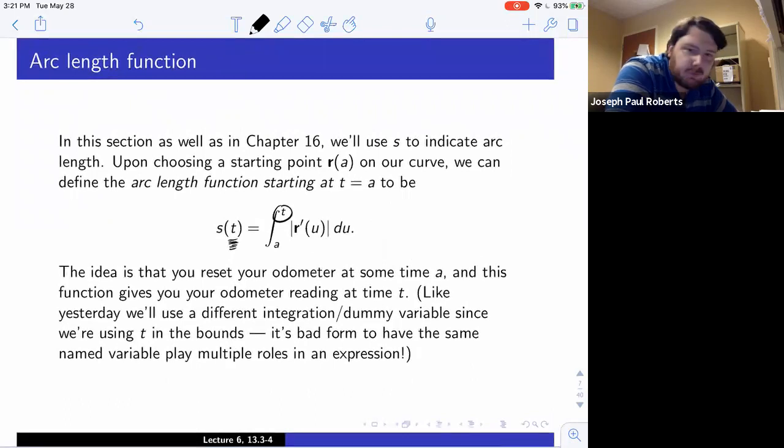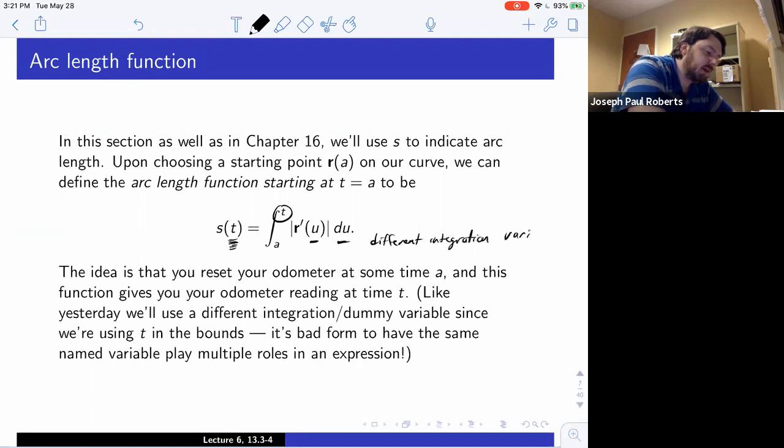So, okay, this formula looks a little weird. Remember yesterday I said you want to use a different integration variable, that it's bad form to have your integration variable also be doing something else in the same equation. So you could use u, you could use v, you could use basically anything, just don't use t if t is the independent variable for this function that we're talking about. And so think of a as still a number.